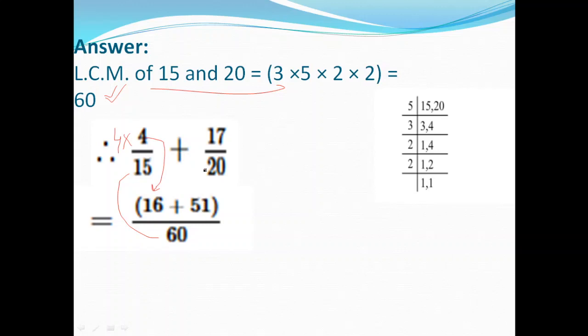Plus 20 will divide into 60. So 20 threes are 60. Then 3 multiplied by 17. 17 threes are 51. After that we will add it: 16 plus 51 is equal to 67 upon 60. And this is the conversion into a mixed fraction.